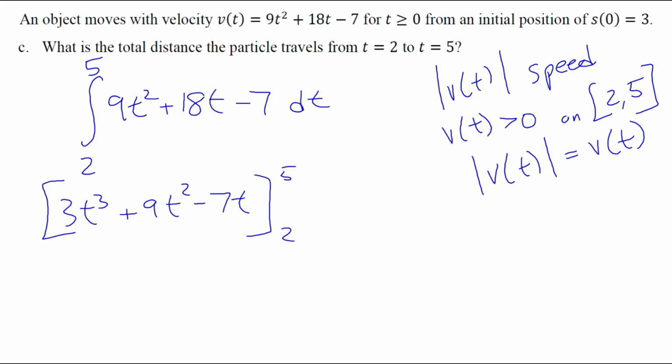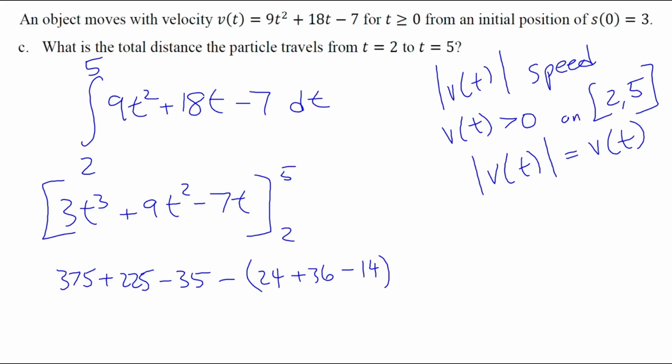So if we plug in 5 to 3t cubed, that'll be 125 times 3, which is 375. And then 5 squared is 25 times 9 is 225. Minus 7 times 5, which is 35. And we'll plug in 2. 2 cubed is 8 times 3 is 24. 2 squared is 4 times 9 is 36. And minus 7 times 2 will be minus 14.